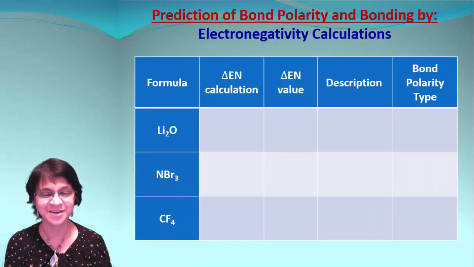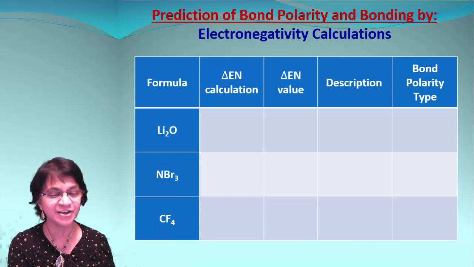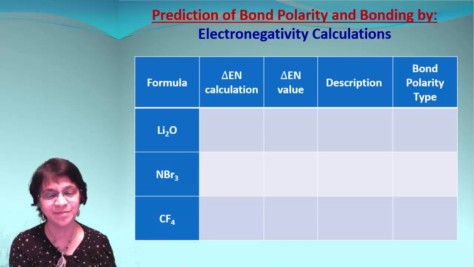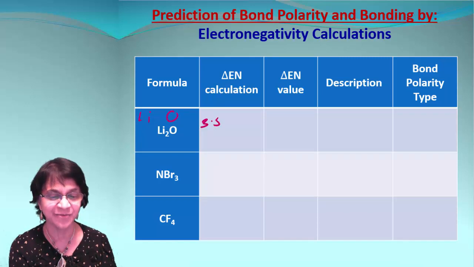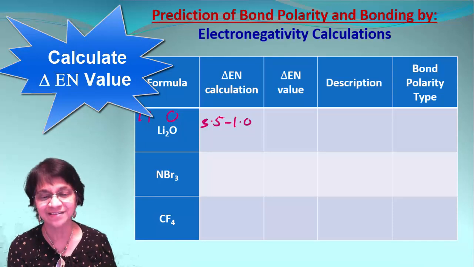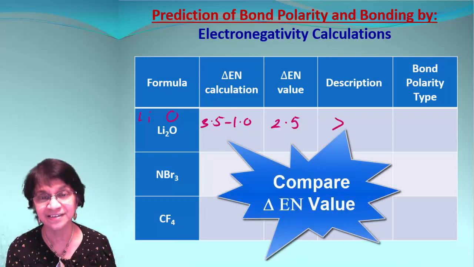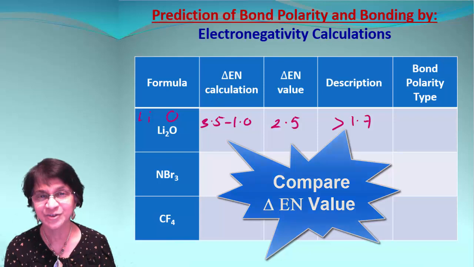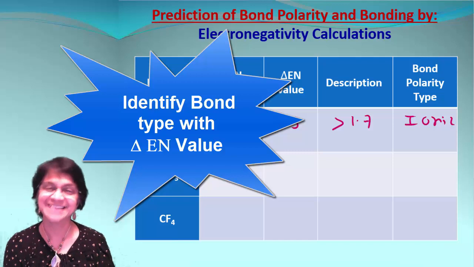Are you ready for some practice? So let's begin. This is Li2O. That's lithium oxide. And you're looking for the values for lithium and oxygen. And here we go. I got the values 3.5 minus 1.0. So what is that? That is 2.5. Simple subtraction. If it is 2.5, it is greater than 1.7. So what is the bond type? It will be ionic.